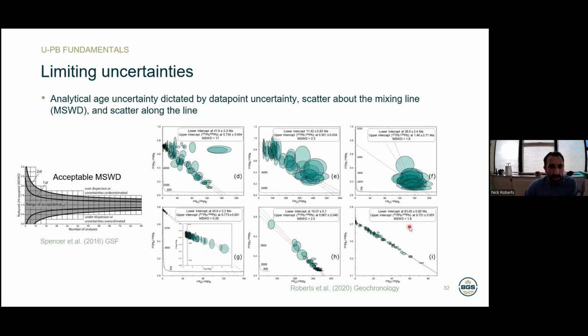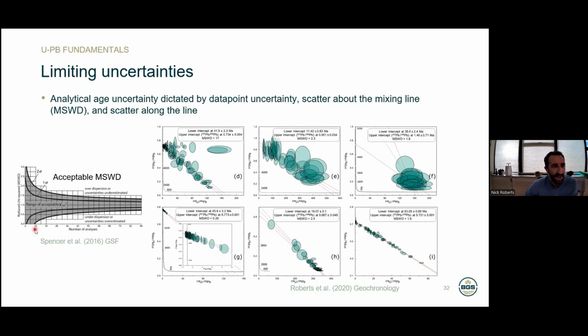In terms of the MSWD, what we call acceptable basically means the data give you a single event or a single population, representing a single age. There isn't a single MSWD that's acceptable. It depends on the number of analyses, that's shown by this diagram. Something to be aware of: with very few analyses, it's quite reasonable to have a high MSWD.